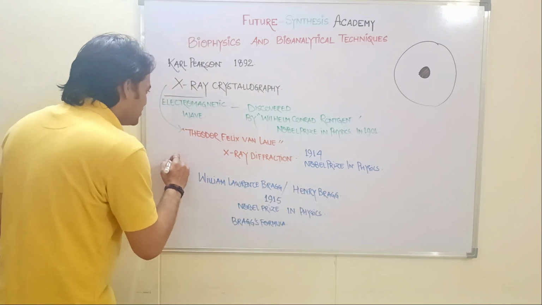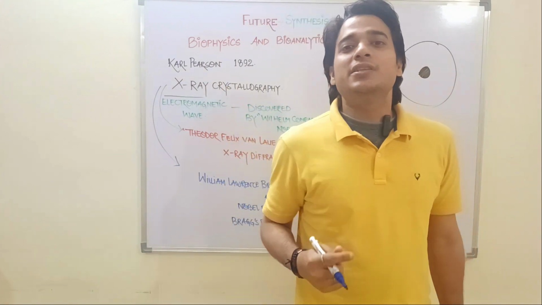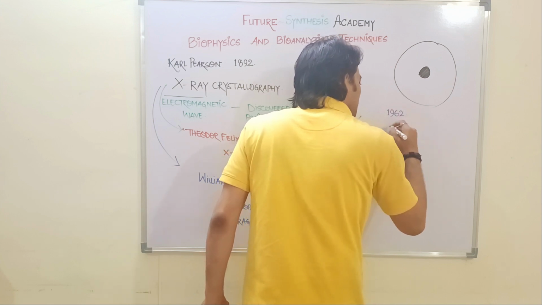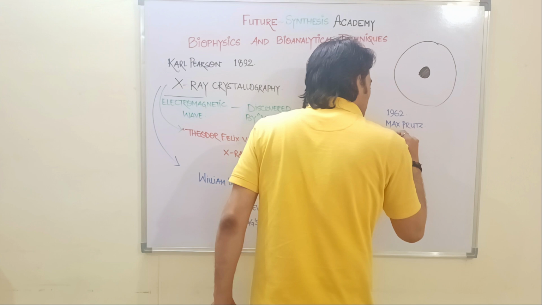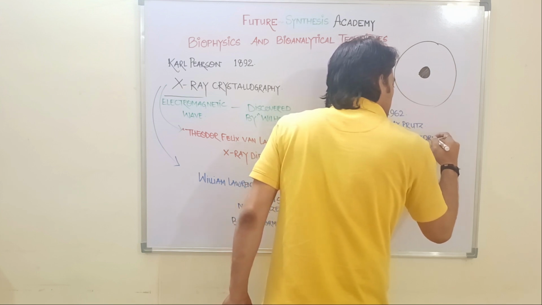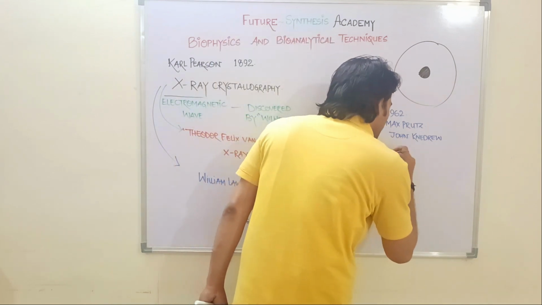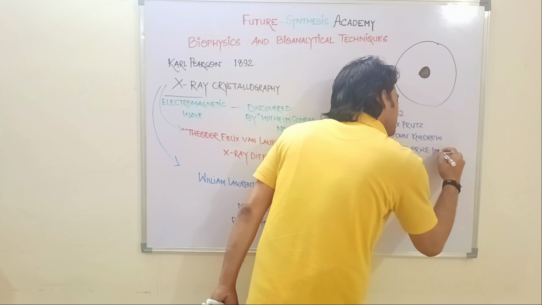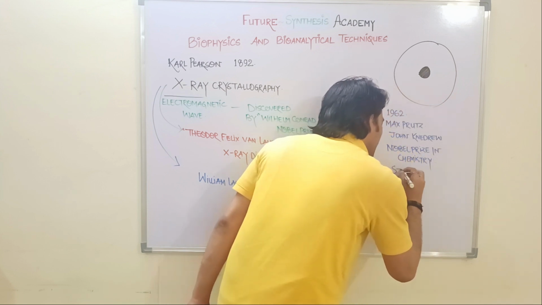Now, this again, the X-ray was basically used to give the first structure of the protein. In 1962, Max Proust and John Kendrew was awarded Nobel Prize in chemistry for giving the structure of myoglobin.